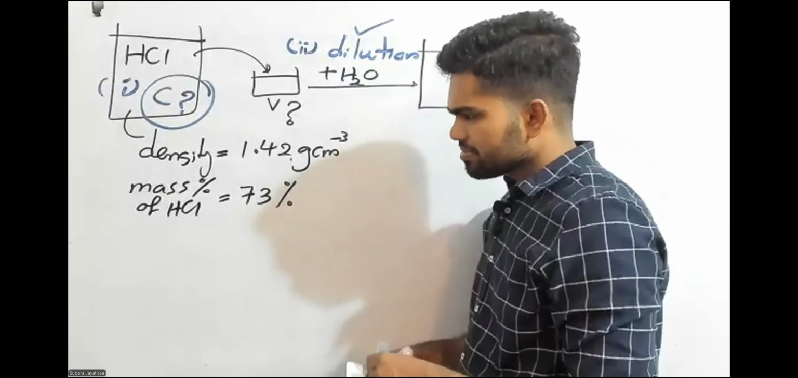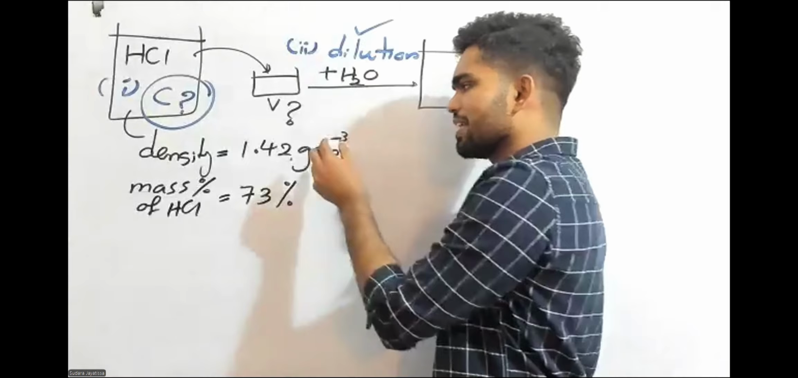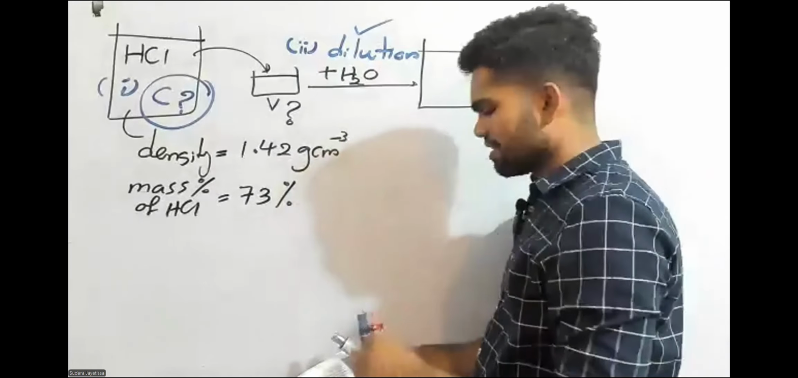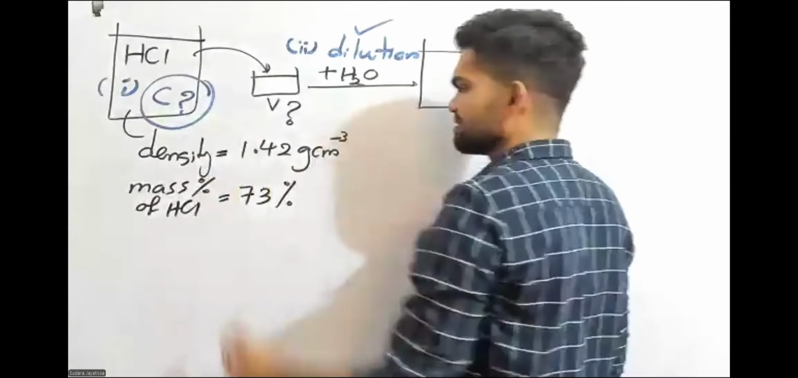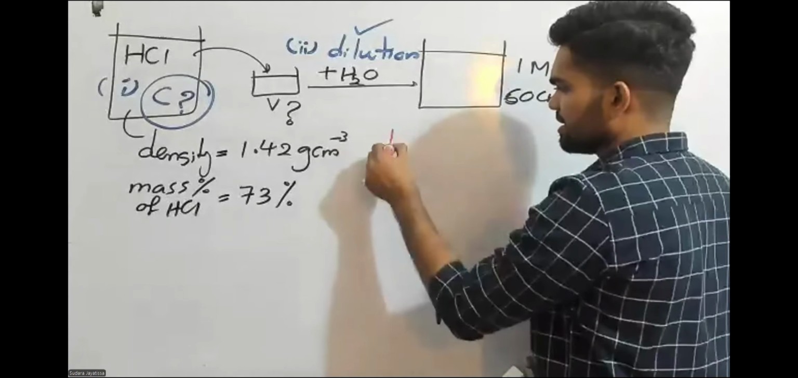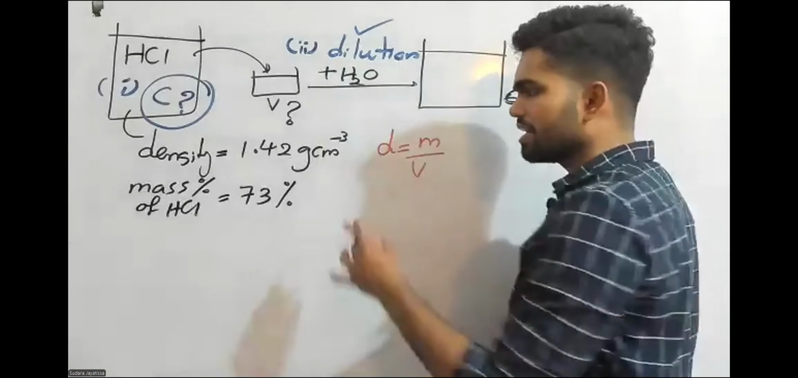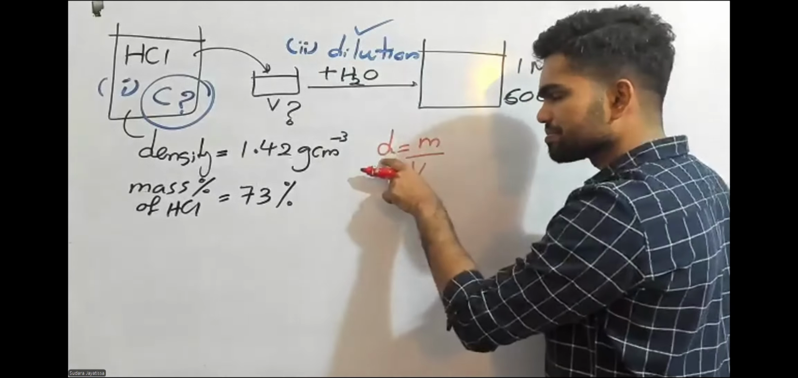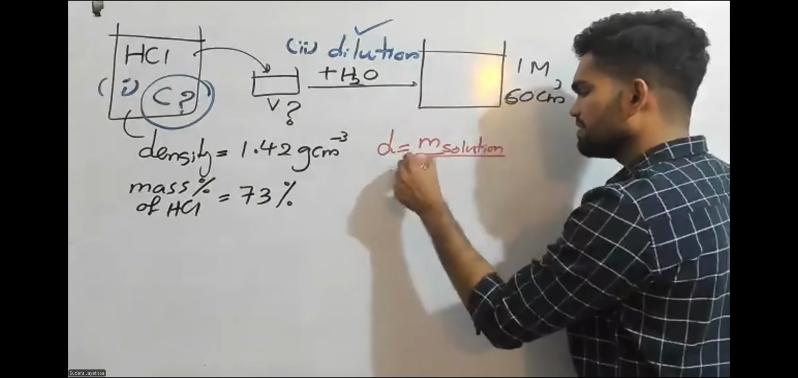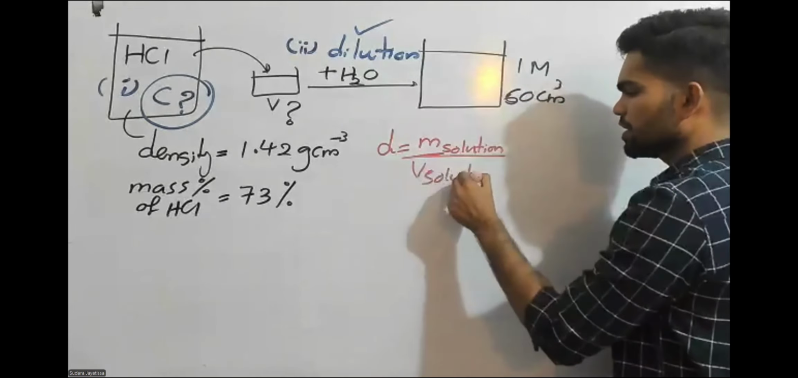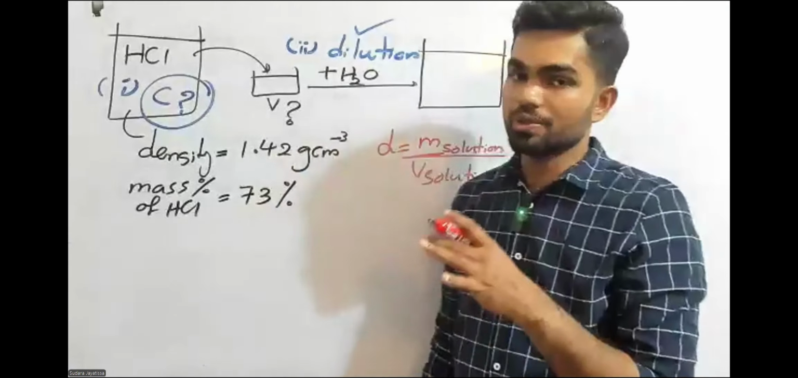I don't like to teach you fixed methods. Just read through the data and try to understand the data. Then you can do this one really well. So what is the meaning of density? Density is mass over volume. Now it is a solution, so here we are finding the density of the solution. That means we are taking the mass of the solution divided by the volume of the solution.